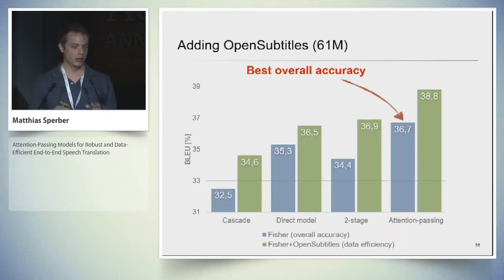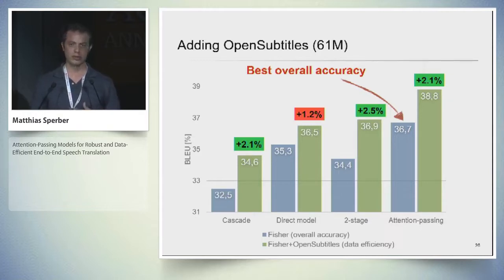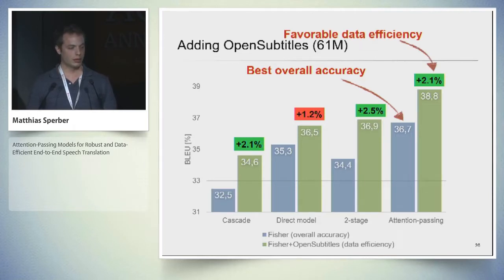And well, all of the models improve, which is good. But if you take a closer look, the direct model actually improves a lot less strongly than all of the other models, which again verifies the claim that the direct model is not very data efficient, at least as compared to the other models. And in fact, we can see that the two-stage model overtakes the direct model after adding this additional data. And the attention passing model is the one that achieves both good overall accuracy and good data efficiency.